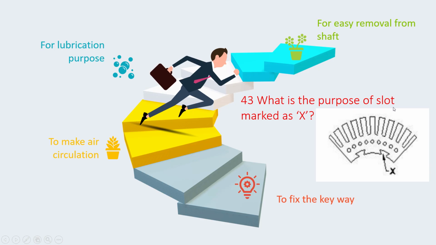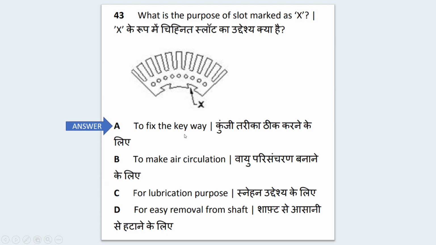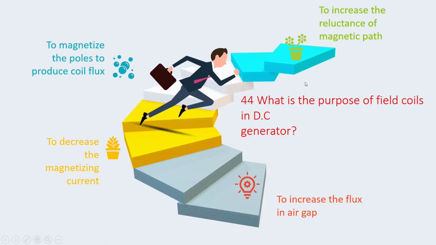What is the purpose of the slot marked as X? Okay, this is the slot. So what is the purpose of this slot? To fix the keyway, to make air circulation, for lubrication purpose, for easy removal from shaft. The answer is to fix the keyway.